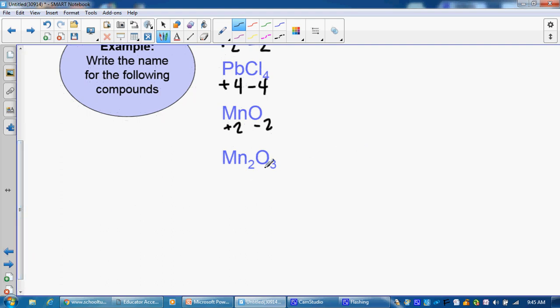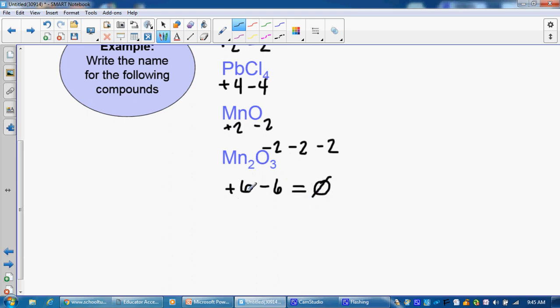And then this one's a little trickier. There's 3 oxygens. We know each oxygen has a -2. So we can write it 2 different ways. -2 times 3 would give us a total charge of -6. Or if in your mind it's easier to write 3 -2s, write 3 -2s because we've got 3 oxygens, each with a -2 charge. Now we know we've got 2 manganese, and we know that our positive charge has to be +6 because +6 minus 6 is going to have to be equal to 0.